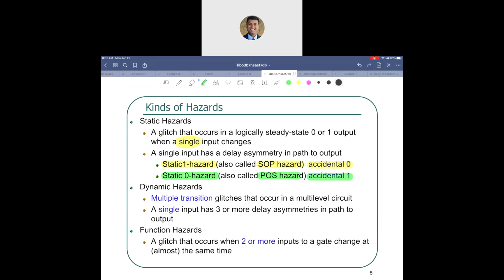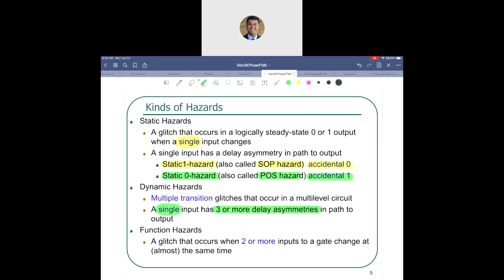There are other types of hazard as well, dynamic and function. Dynamic hazards are multiple transition glitches that occur in a multi-level circuit. It is still a single input, but if a single input goes through multiple paths to the output, with 3 or more delay asymmetries in the path to the output, what is going to happen? Well, if the single input changes one time, those changes will reflect at the output at 3 or more different times, right?